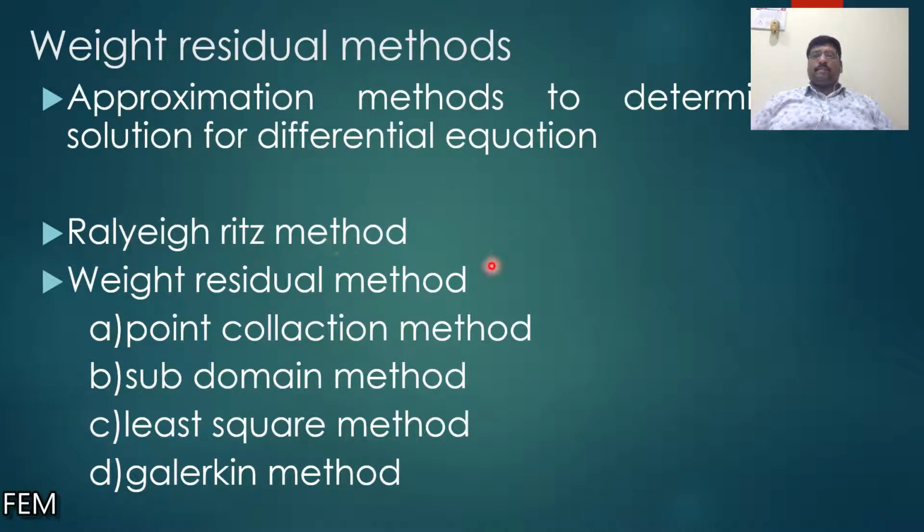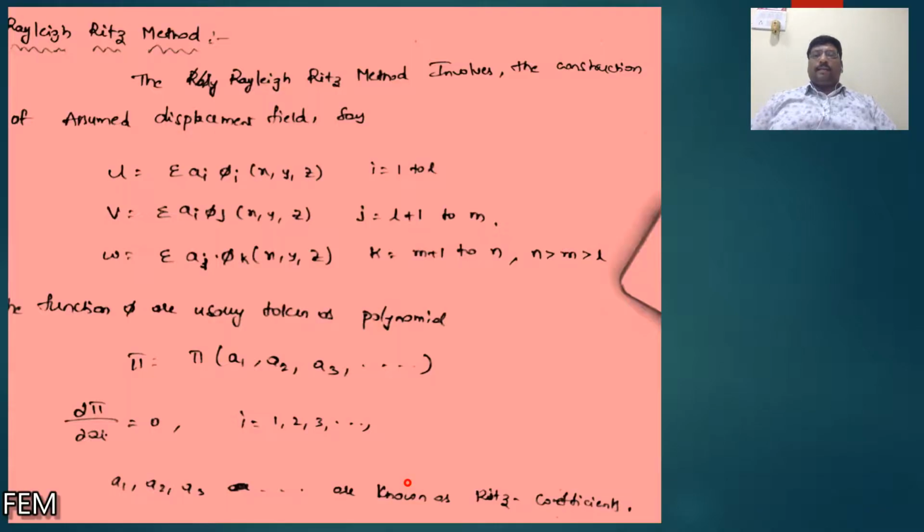As I said, we have two approximation methods. One is the Rayleigh-Rizz method and the second is the weight residual methods. The weight residual method is further divided into four types: point collocation method, subdomain method, least square method, and Galerkin method. Let us discuss the Rayleigh-Rizz method.